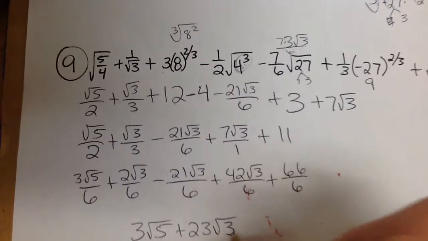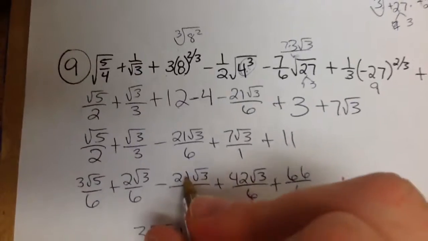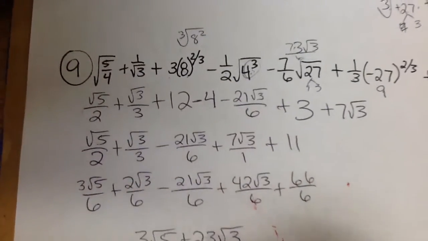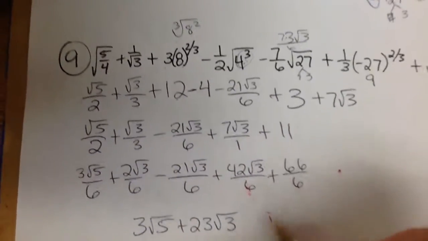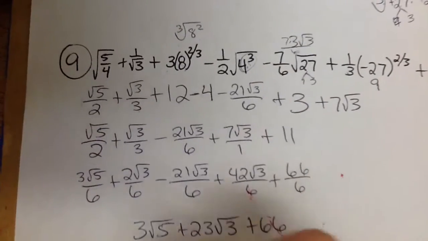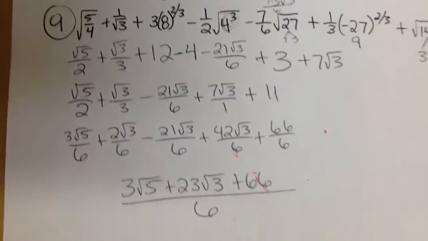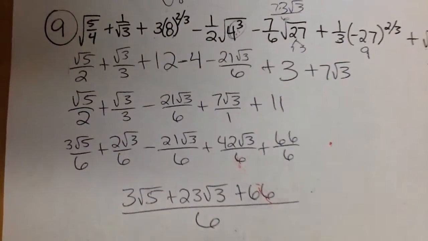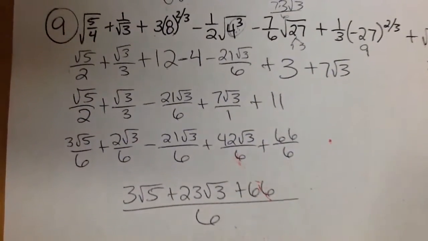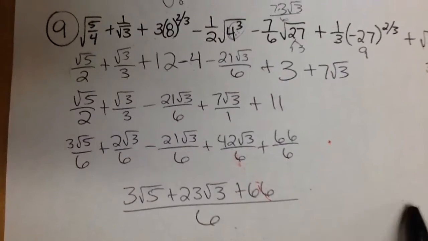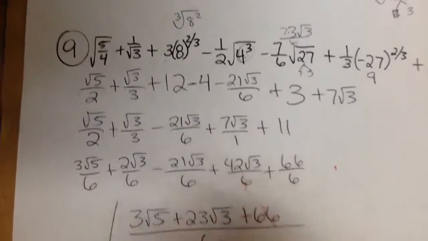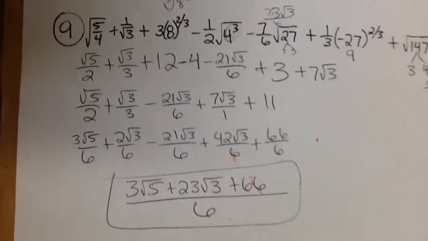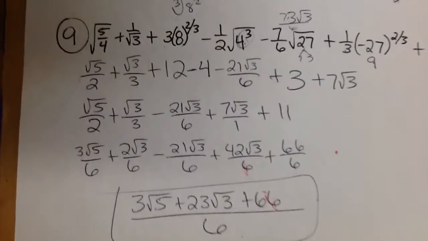I hope that was right. Let's go backwards. 42 minus 21 is 21, plus 2 is 23. Yeah, that's easier, 23. Plus 66, all divided by 6. And I think that's all you can do. Yep. That's got to be it. Hopefully. I don't know. I can't think of anything else.